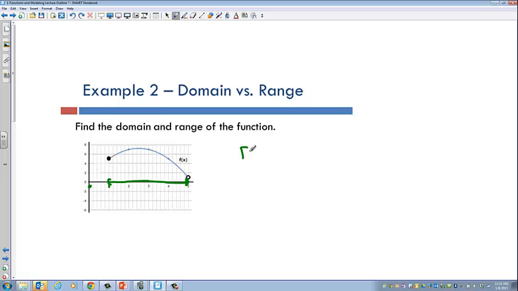So for my domain, I'm going to write this in interval notation. So I have from 1, and I'll write closed bracket, because I'm going to include 1, and I'm going to go all the way to 5. And I'll put a parenthesis to the right of 5 because I don't want to include 5. So this is what's called interval notation.